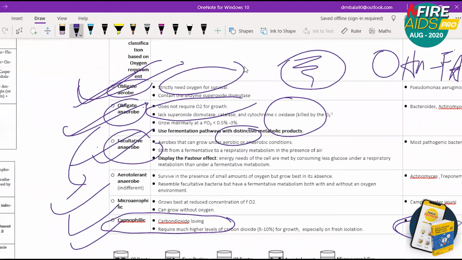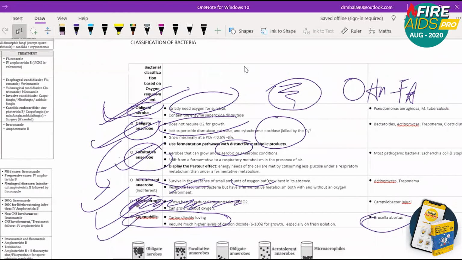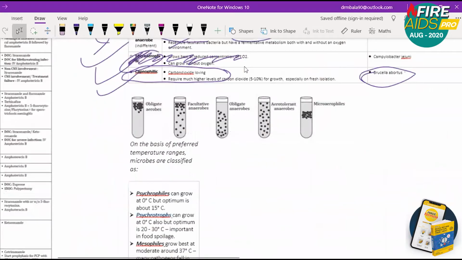Then finally, microaerophilic, forget about the aerotolerant. Even in a small amount of oxygen, they can grow. That is aerotolerant. Microaerophilic means at reduced concentration of oxygen or without oxygen, they can grow. Obligate anaerobe is total absence of oxygen, whereas microaerophilic can grow in a maximum low concentration of oxygen. So these are the different types. There are a lot of examples, but let's not talk about the examples now.